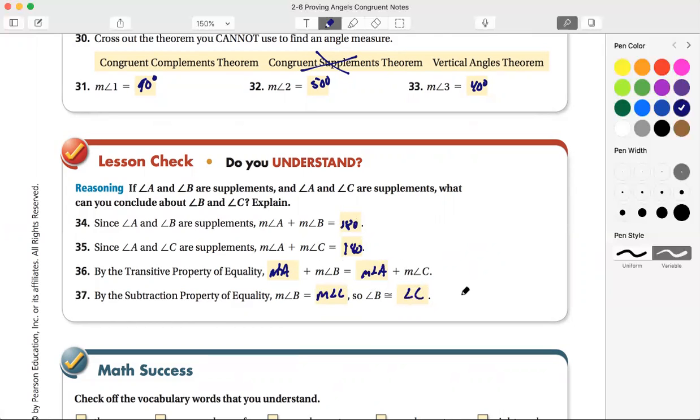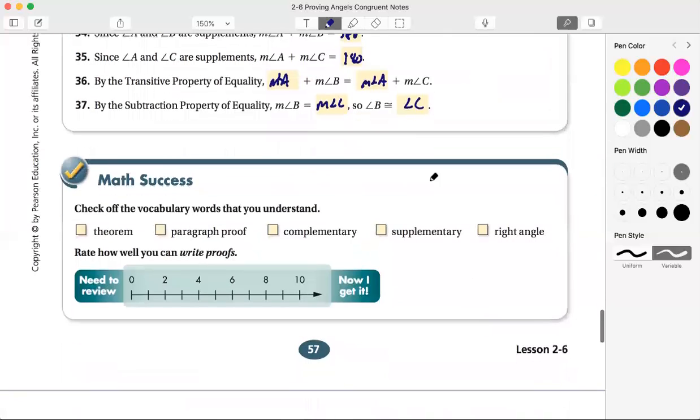congruent to angle C. And that is all for this section.